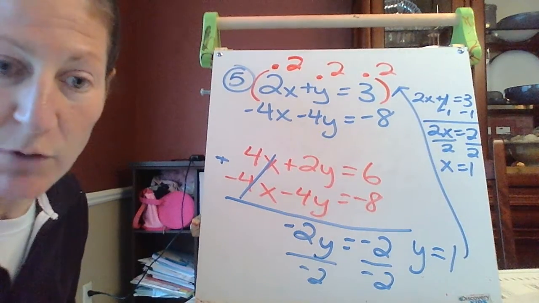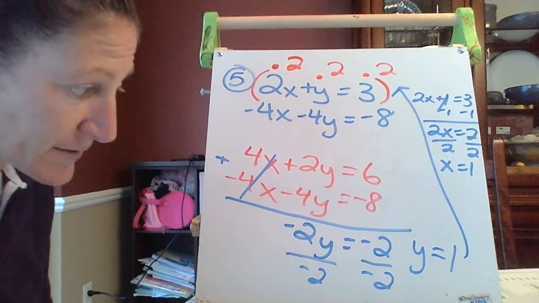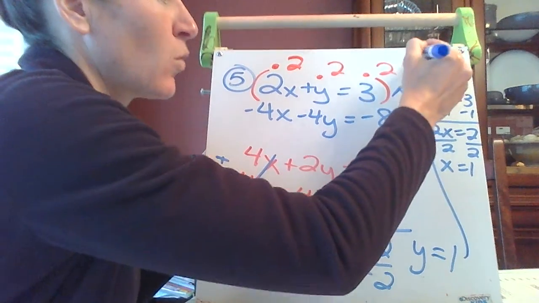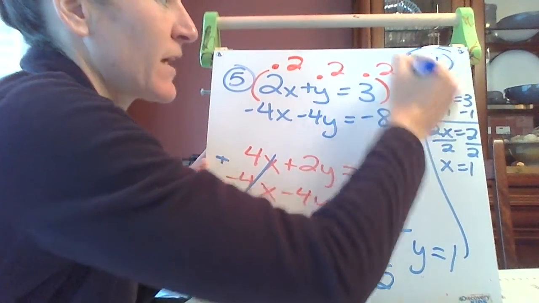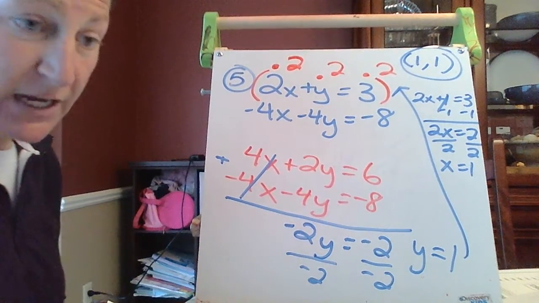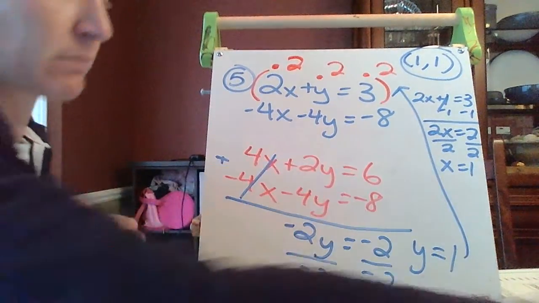We've solved for y. We plugged it back in. We solved for x. And my solution, again, is a point. It is the point 1, 1. That is my answer. Okay? It's not no solution. It's not infinitely many. We actually got a point. Okay, let's try another one.